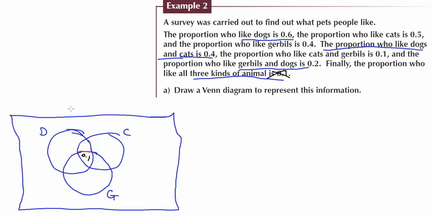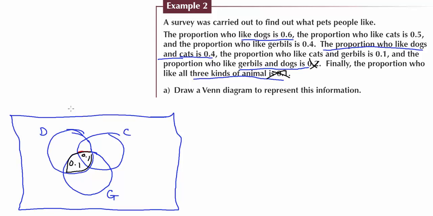Now let's have a look at this. The proportion who like gerbils and dogs. Can you see gerbils and dogs is this area here? That's the bit which overlaps dogs and gerbils. I've been told that's 0.2. Well, I know that's 0.1, so this one has to be 0.1.